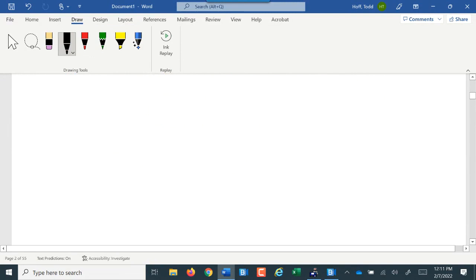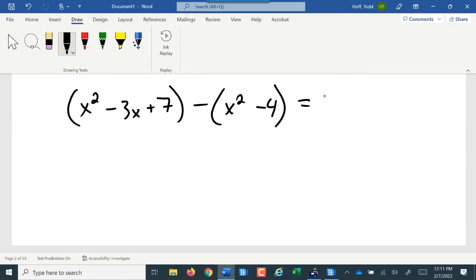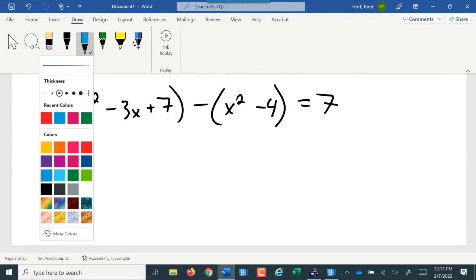A little bit of a different spin might look like this. x squared minus 3x plus 7 minus x squared minus 4 equals 7. Well, when we look at this one, we see the x squareds and we start to think, well, that's a problem. We don't know how to solve it with x squareds.